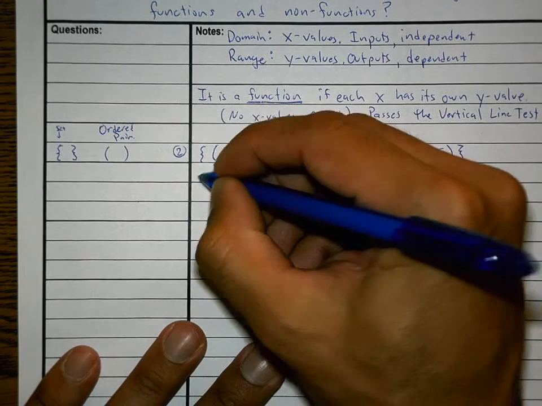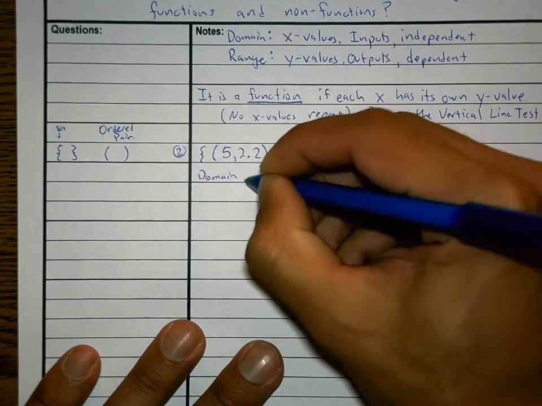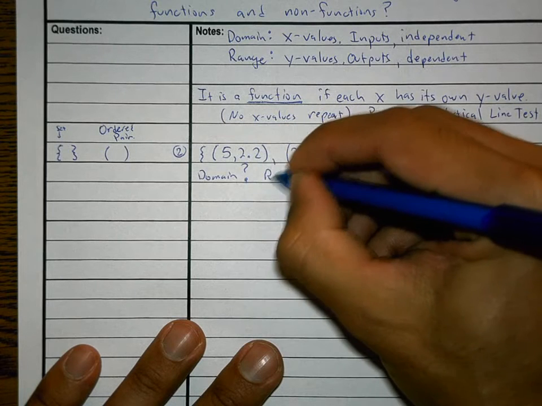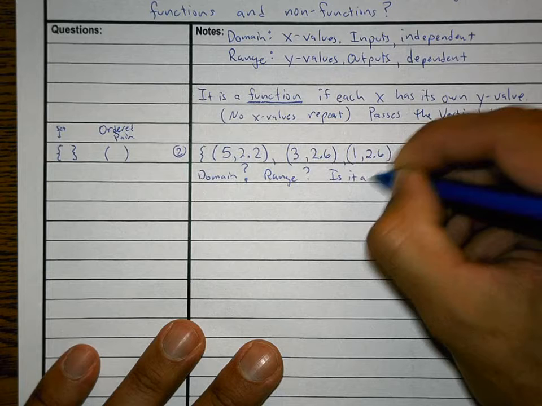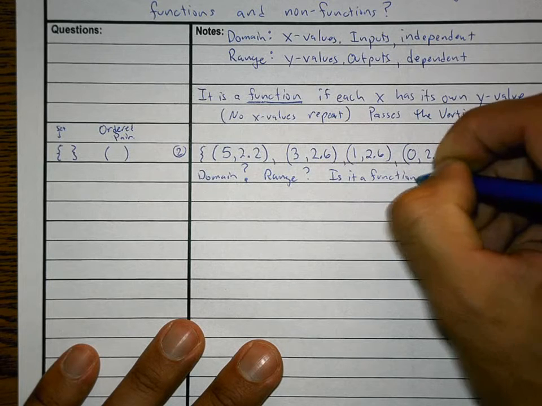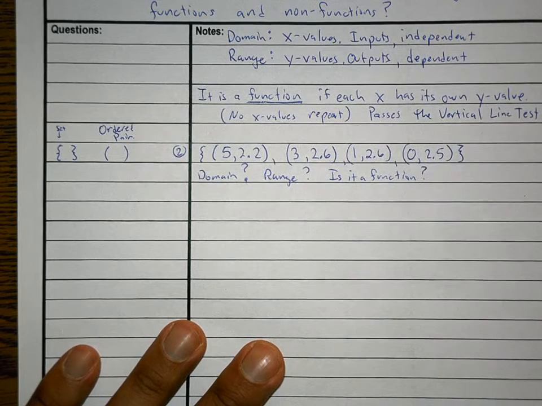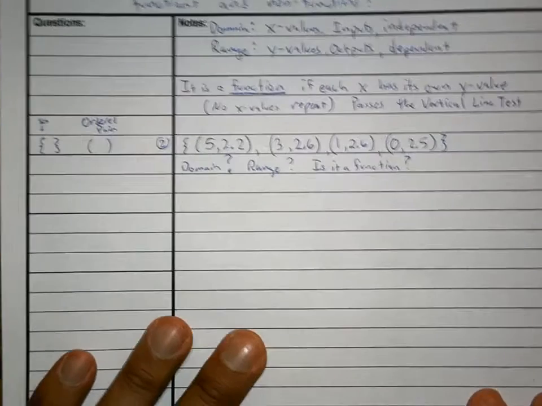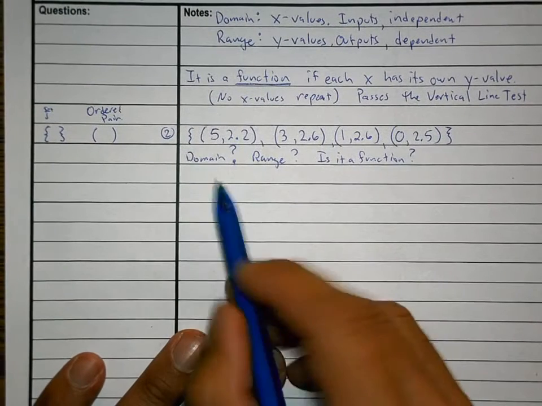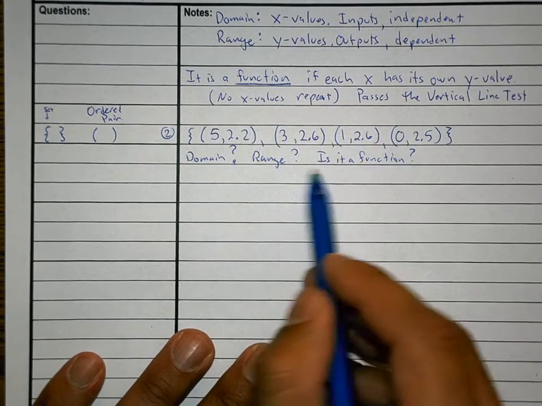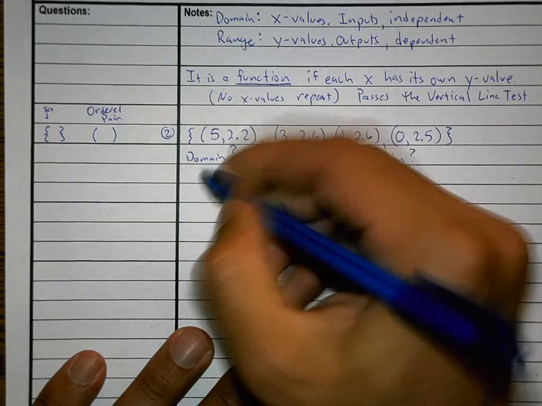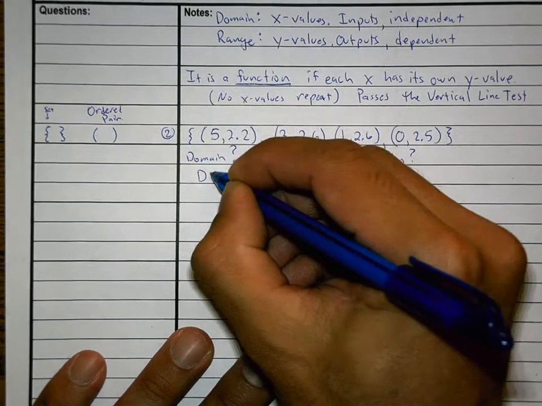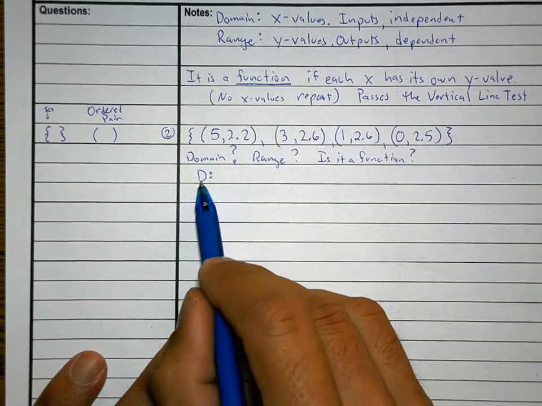So here we go. Here are your questions. What's the domain? What's the range? Is it a function? Those are the 3 types of questions we're going to be asked for the first 4 questions on your worksheet. I'm going to do this the way I want you to answer it. I want you to answer it with a capital D with a colon. The D is going to represent domain.